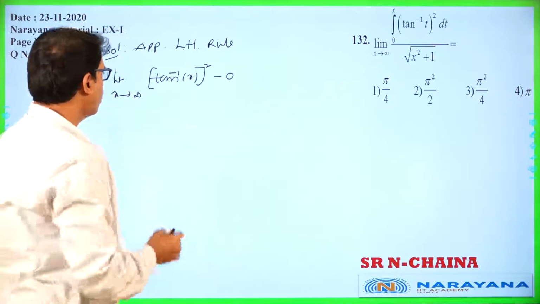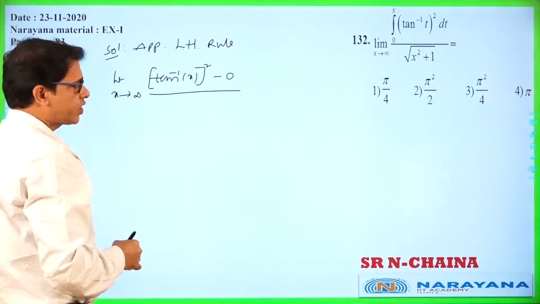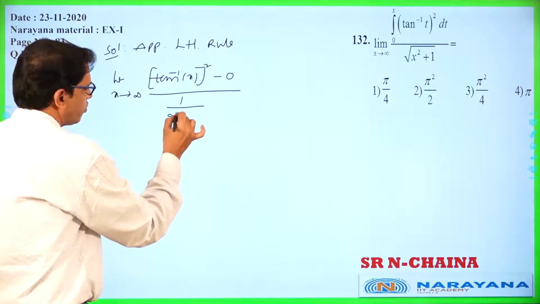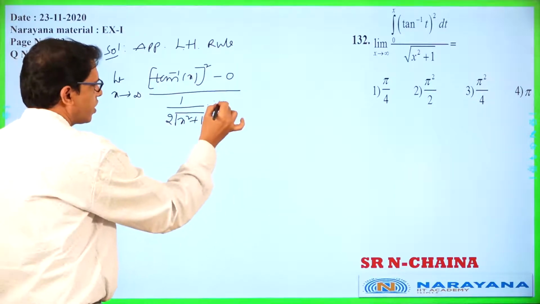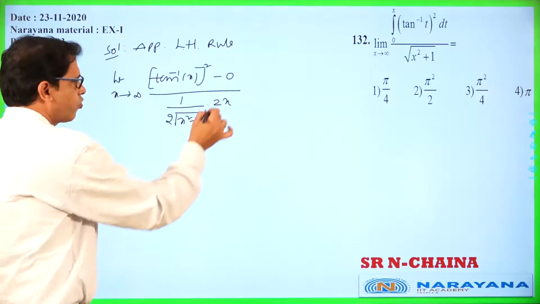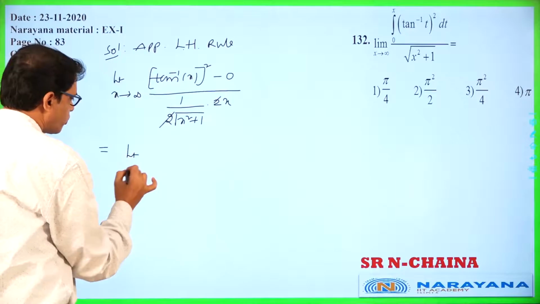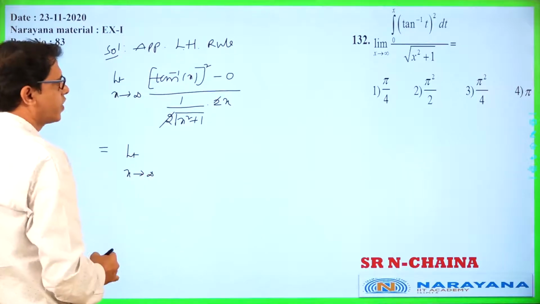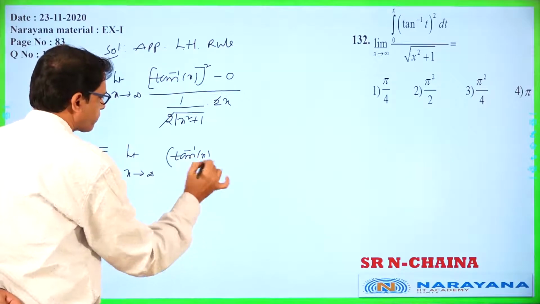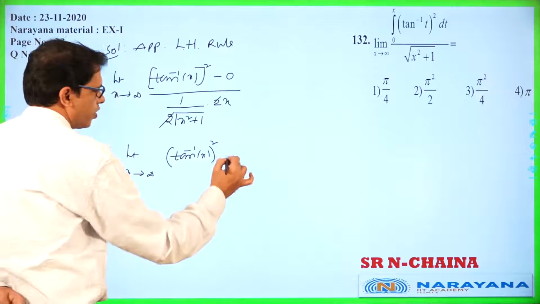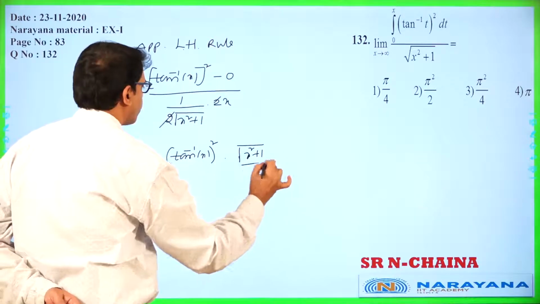Next, upon, derivation of that one: d by dx of root x is 1 by 2 root x. So 1 by 2 into root under x square plus 1. Again derivation of inner function is 2x. So here 2 cancels out. So limit x tends to infinite, we are left with tan inverse of x whole square into root under x square plus 1 upon x.